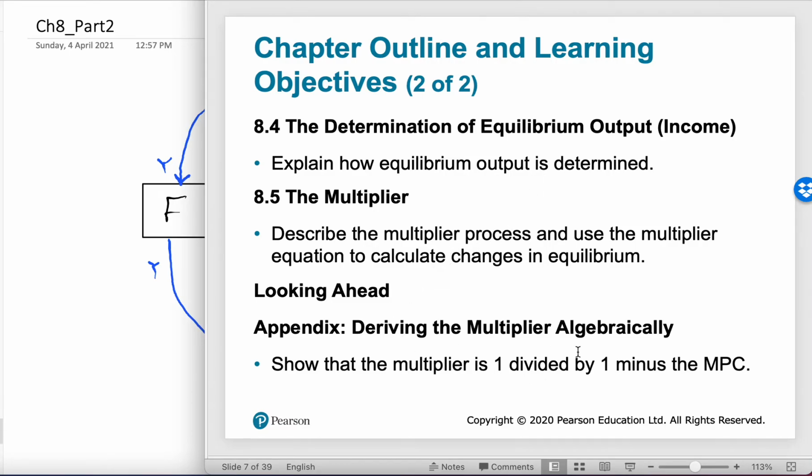And there is an appendix which I would highly recommend you to study as well. And the way that I explained already, the appendix is covered.